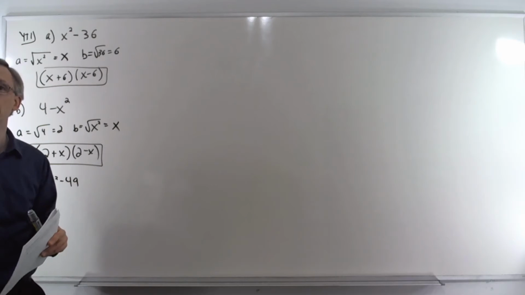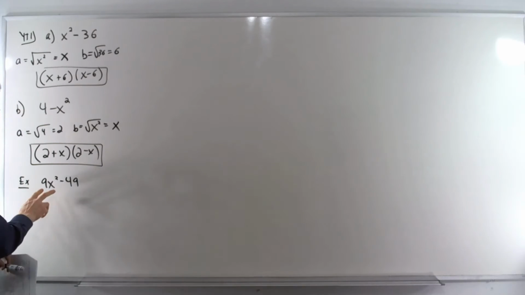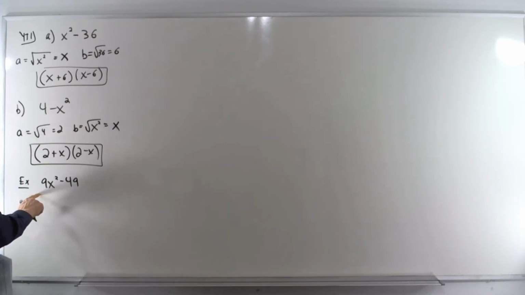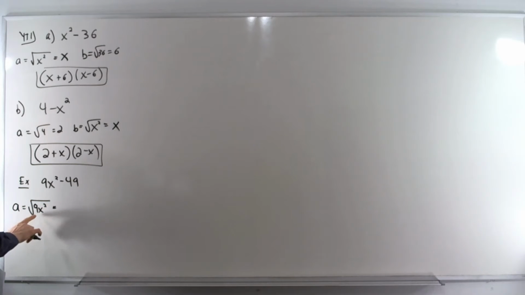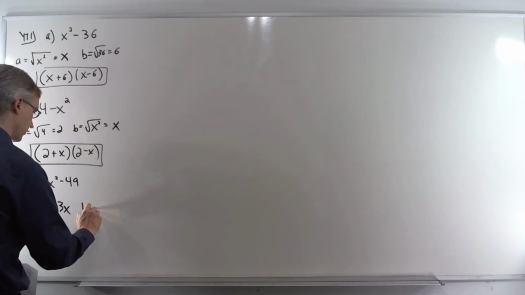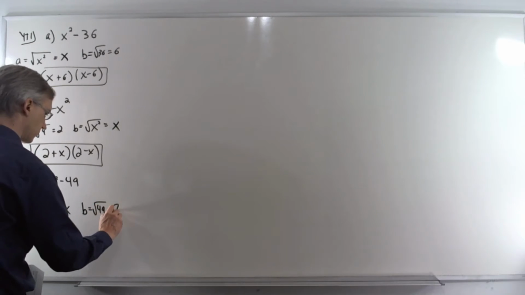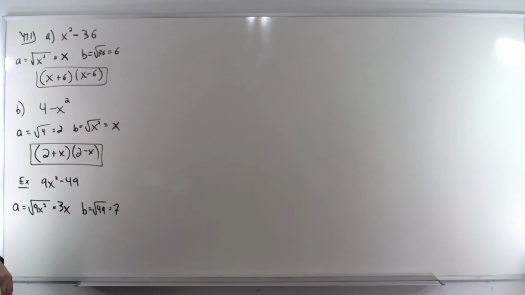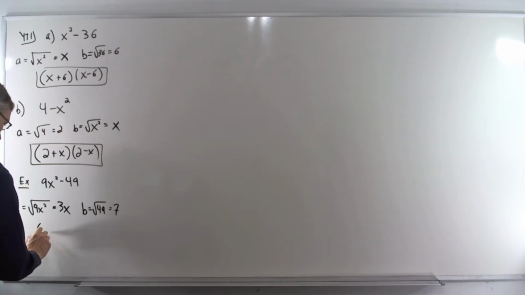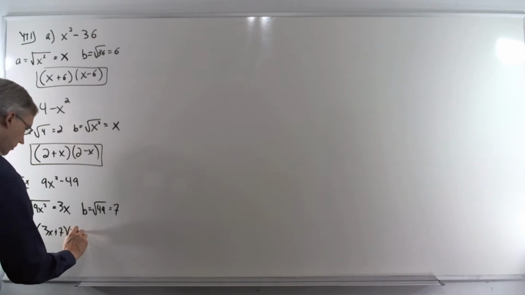Now some terms will have a mix of numbers and variables. So just take the square root of each part separately. So we do have perfect squares here. A is going to be the square root of this entire first term, 9x squared. So we'll take the square root of 9 and get 3. Take the square root of x squared and get x. So A is 3x. B is the square root of 49, and that is 7. So into the difference of squares formula, we get 3x plus 7 and 3x minus 7.